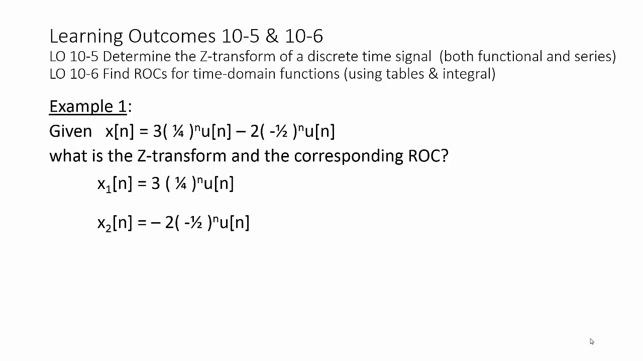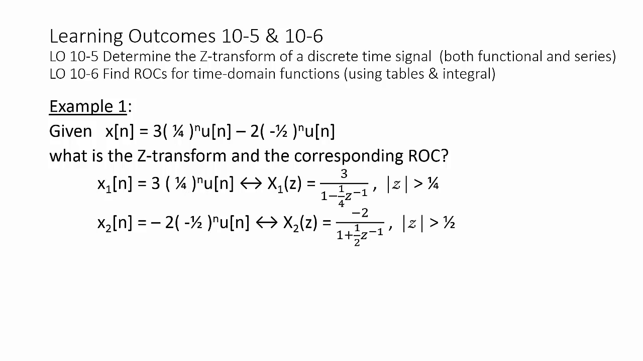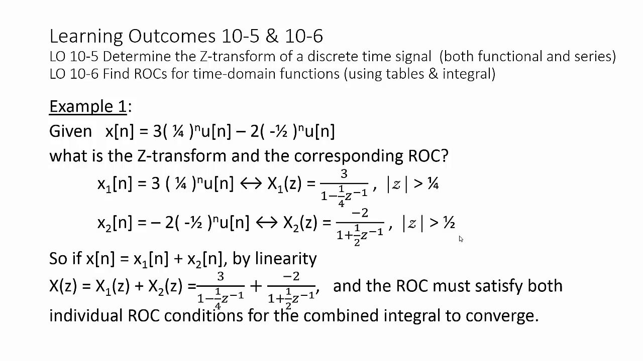If we look in table 10.2, we can see that both of these are transform number 5, which the first one gives us this result because our alpha is 1/4, and the x2 gives us this result because our alpha is minus 1/2. And the ROCs are the absolute value of z greater than the absolute value of alpha. So we know that x of n is a combination of the x1 and x2, so our x of z will be the combination of the transforms of x1 and x2.